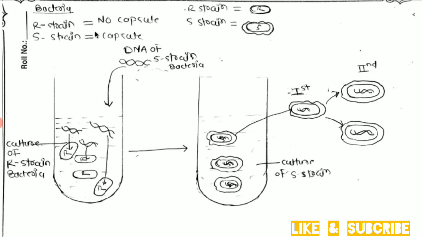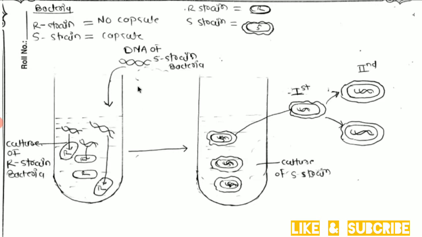We have two bacteria, one is R strain bacteria and the other is S strain bacteria. R bacteria have no cell wall around their membrane, and the S bacteria have a cell wall around their membrane. And here we see the test tube that contains the culture of R bacteria, nothing but R bacteria.